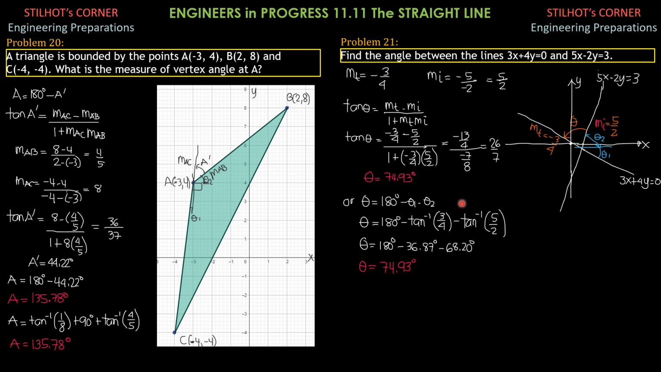So 180 degrees minus theta 1 minus theta 2, where theta 1 is inverse tangent of the absolute value of the slope of this line, which is 3/4, and theta 2 is inverse tangent of the slope of this line, which is 5/2. So 180 degrees minus 36.87 minus 68.20 degrees is 74.93 degrees also, which is the same as that.